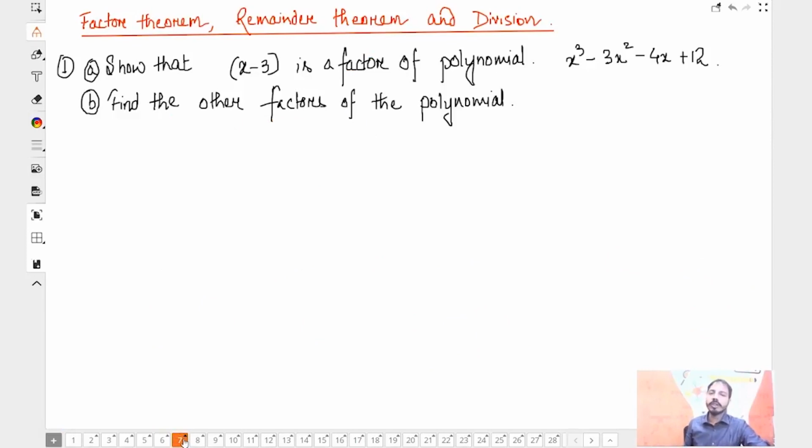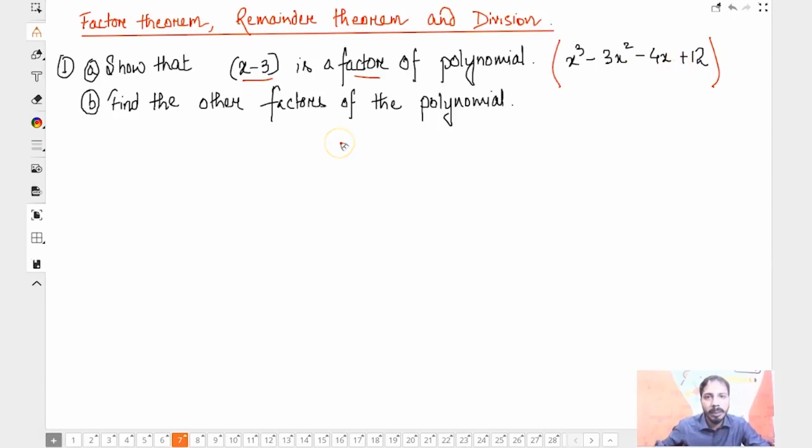Next thing is we will use factor theorem, remainder theorem and division algorithm and find out the factors of higher degree polynomials, right? For example, say this is a polynomial of degree 3, that is a cubic polynomial. Now how do I factorize this, right? Now before I go to that, this is a question. Let me see what is this question. This says show that x minus 3 is a factor of this polynomial. Right? So how do we do this?